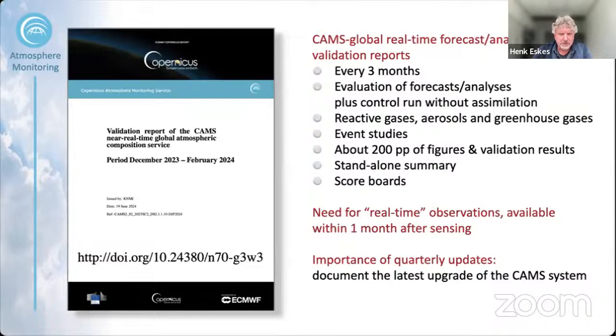This is the latest report which we have produced. We are now working on the March to May report for 2024, but that will become available in a few weeks. It's quite a big report, about 200 pages, and almost 200 figures. But it also tries to summarize all the results, so it has a standalone extended summary, and also things like scoreboards where we bring all the data together, a bit like the heat maps that I showed before, to have a quick overview of the performance of the CAMS system.